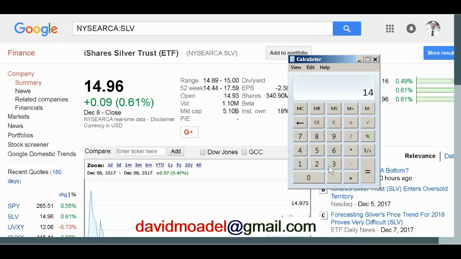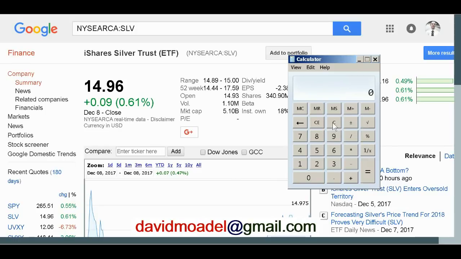Okay, so let's do it again. Current price, hit the times key, the multiply key, and then if you want a 5% stop loss, what's 100 minus 5? That's 95. Then don't hit equals, hit that percent sign, 14.21.